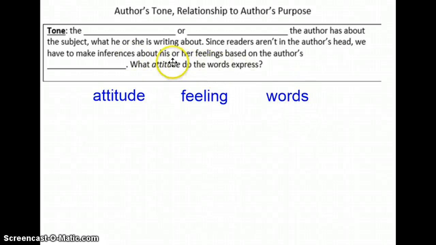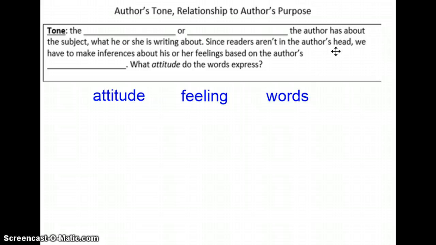So yesterday we learned about author's purpose, which is the reason why an author writes. And we went over the three main author's purposes, which spell the acronym PIE. You'll remember that P stands for persuade, I stands for inform, and E stands for entertain or express.